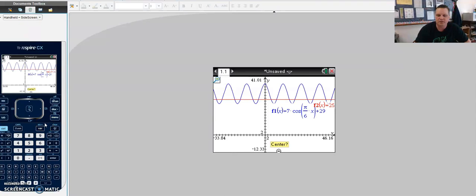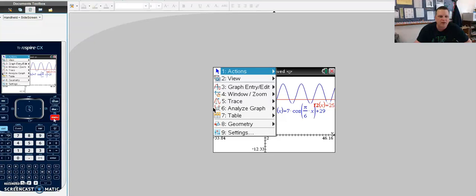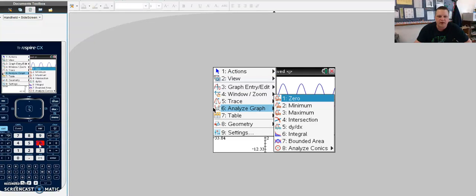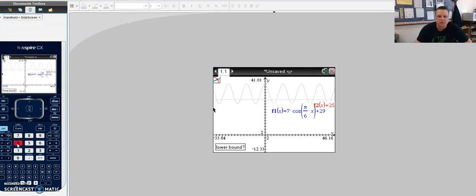Okay, and then what I did is I zoomed out to make sure that I could see the graph. So I did the menu and then zoom. And what we want to do is we want to find these 4 points. So this shows a lot more than I need to see. So what we're looking for are the first 4. So 1, 2, 3, 4. And go to menu, analyze graph, and you want an intersection, which is 4.